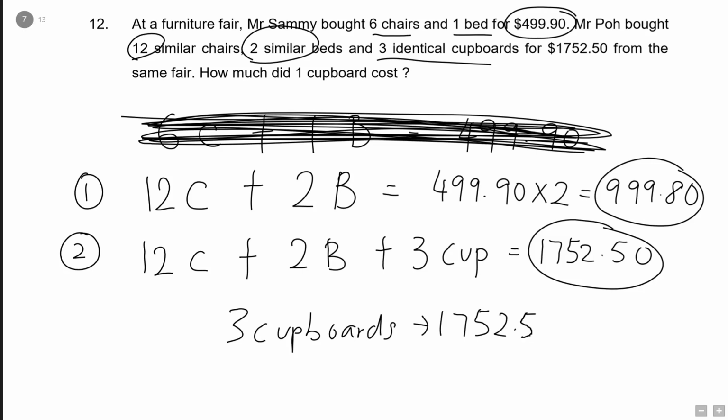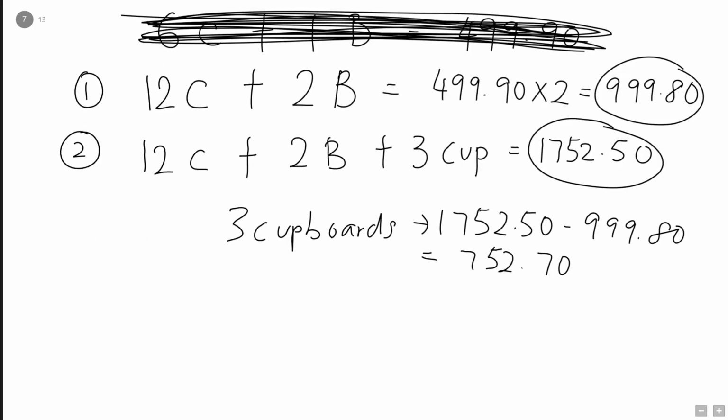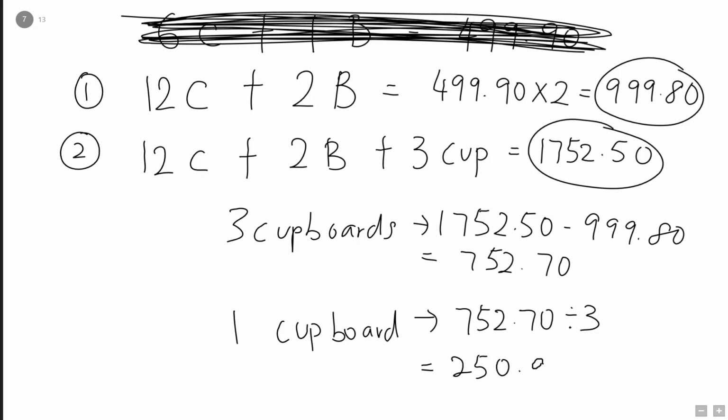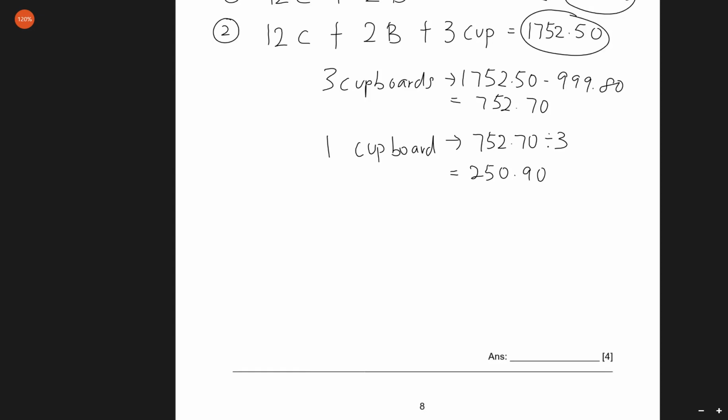So what I could do to find the 3 cupboards, I find the difference, which gives me a total of 752.70. The question is asking for 1 cupboard. So I'm going to just look for 1 cupboard, which is 752.70. That's for 3 cupboards. I'm going to divide it by 3. And with a calculator, it's going to give me the answer, $250.90. Remember your units, don't lose a half mark because of your unit.